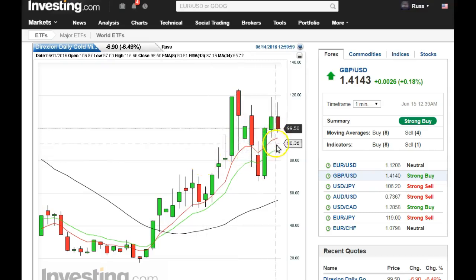Those EMAs, EMA 8 and 13, are pretty nice to just look at where support is, because it's concentrating on previous lows, previous highs, and the such. So always stay above support. EMA 8, very handy. That's it, guys. Sorry for the mix-up.